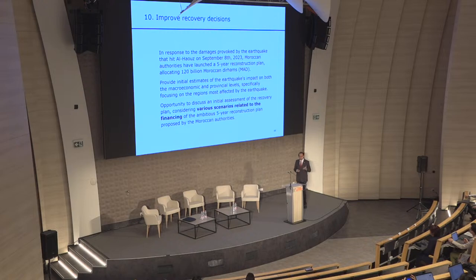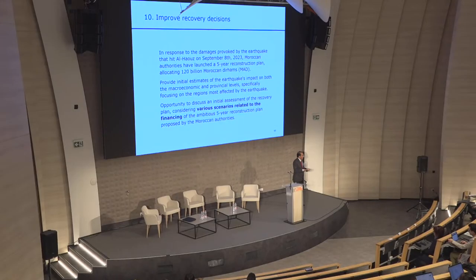And we were able, together, to give an agile response to the government. The government decided we have this destruction, we have to assess the damage, and we need to know not only the economic cost, but we are going to put a package of 120 billion Moroccan dirhams, which is $12 billion over 5 years, and we need to know how it's going to affect the regions.